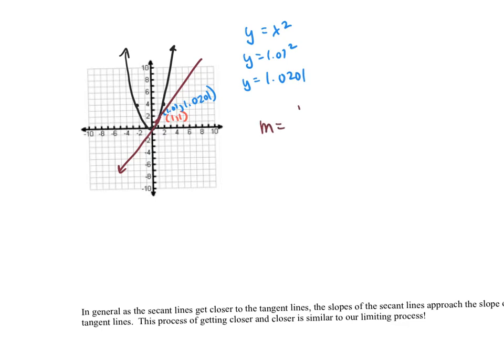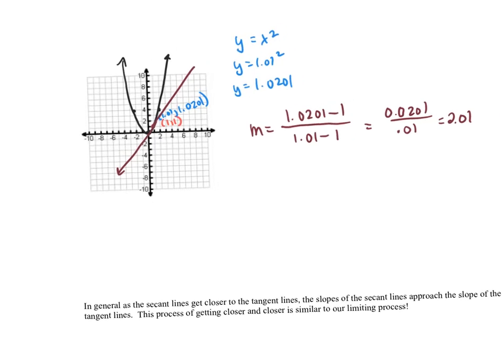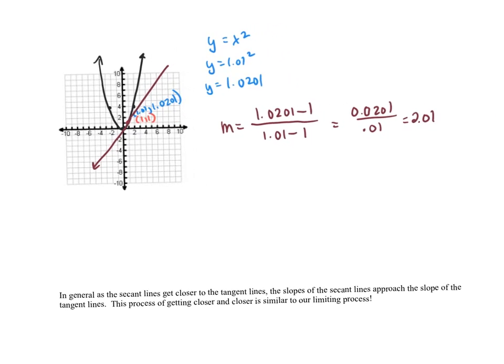But now if I do the slope of this line, 1.0201 minus 1 over 1.01 minus 1, I get 0.0201 divided by 0.01, which is 2.01. So my slope went from 3 to 2.5 to 2.01. And so if you think about it, what would you guess the slope of the tangent line really is?